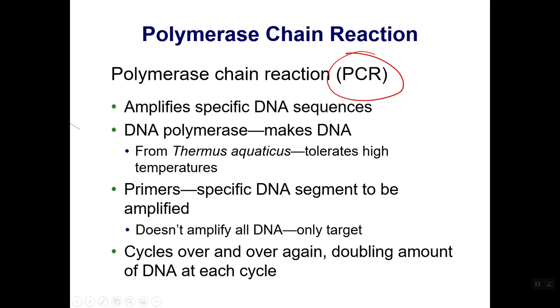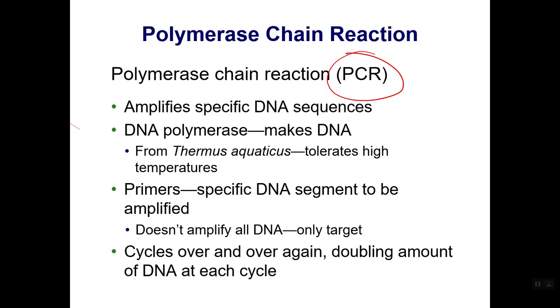Polymerase chain reaction, or PCR, utilizes a special DNA polymerase harvested from a species called Thermus aquaticus, which is a bacterial cell that lives in high temperature environments, and thus their DNA polymerase tolerates high temperatures. Our cells would not tolerate those high temperatures.